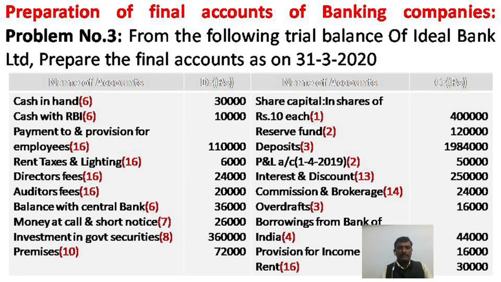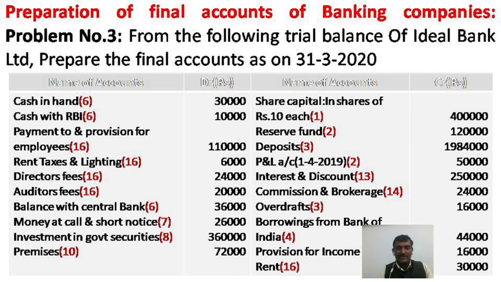Now first of all, cash in hand is an item of schedule number 6. Cash with RBI is also an item of schedule number 6. Payment to and provision for employees is an item of operating expenses, that is schedule number 16. Rent, taxes and lighting is given. Directors fees and auditors fees, all these items are operating expenses which are to be taken to schedule number 16.